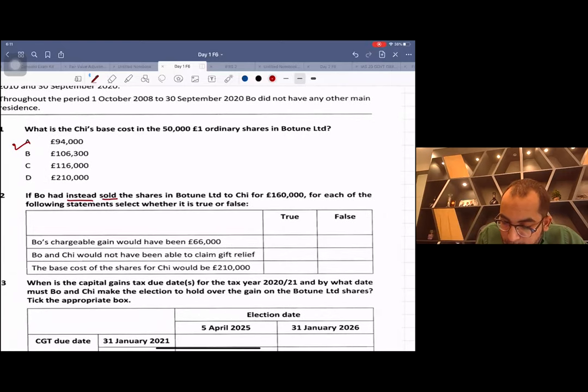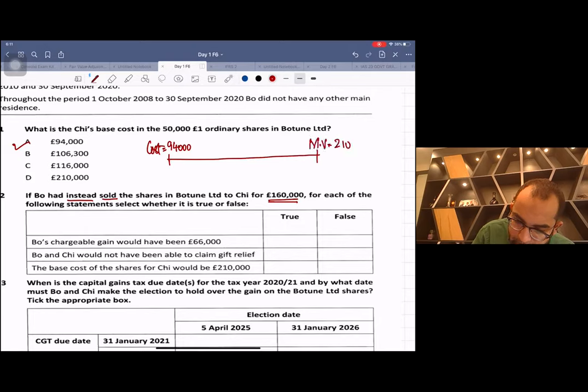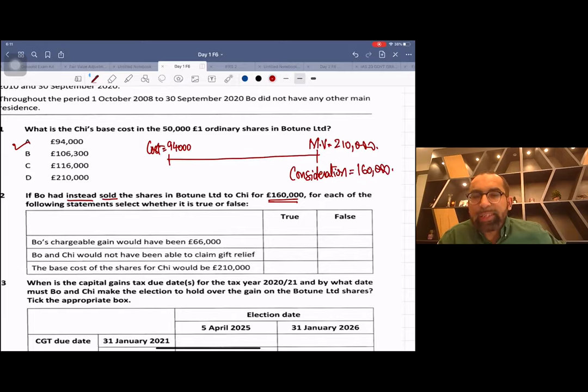If Bo had instead sold the shares in Botion Limited for 160. Now, the consideration is involved. For each of the following statements, select whether it is true or false. Now the cost is again 94. The market value is again 210. But in the question, it is given that consideration by Son is 160. So can you see how much is the gift element now? Students, please check. 210 minus 160, only 50,000 is the gift element.